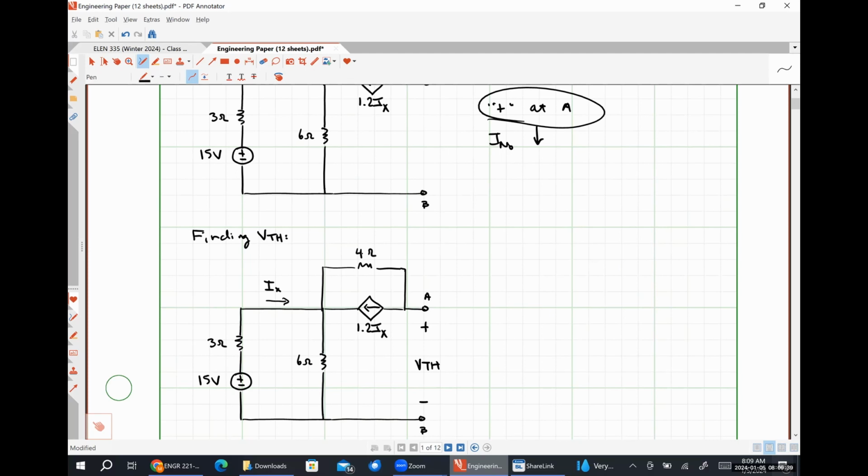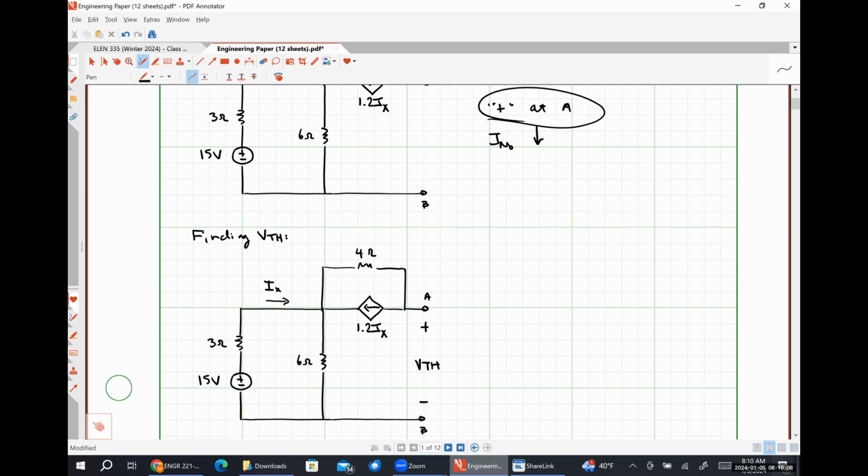There's nothing to me that's jumping out screaming voltage division or current division because we don't have a voltage source connected in series with things that look like resistances. We don't have a current source in parallel with things that look like resistances. So we're probably going to wind up having to do either nodal or mesh. So do you guys have any thoughts on whether nodal or mesh, which one would be more appropriate here?